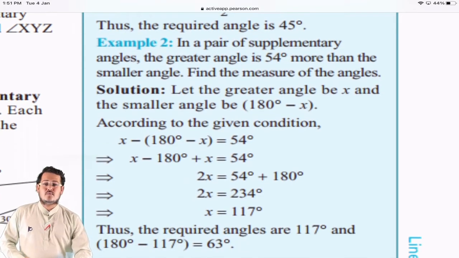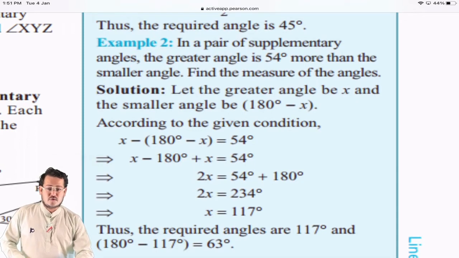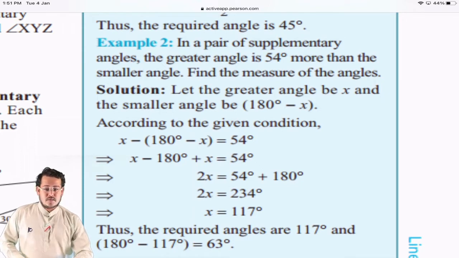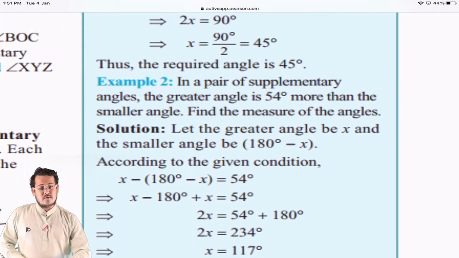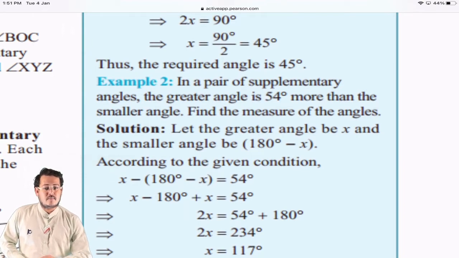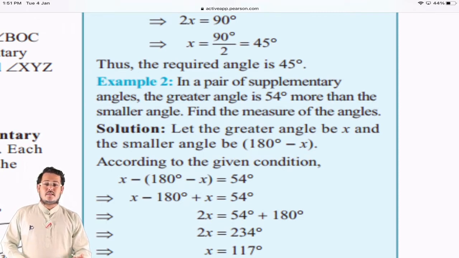So x minus 180 minus x is equal to 54, that is given. So x is equal to plus x and minus x is there. So it will become 2x here, as x is also having a plus sign and the second x is also having a plus sign. So x plus x, 2x. 180 will change the sign. The transpose of minus 180 becomes plus 180 on the RHS. So 54 plus 180, it is 234. So 2x is equal to 234.